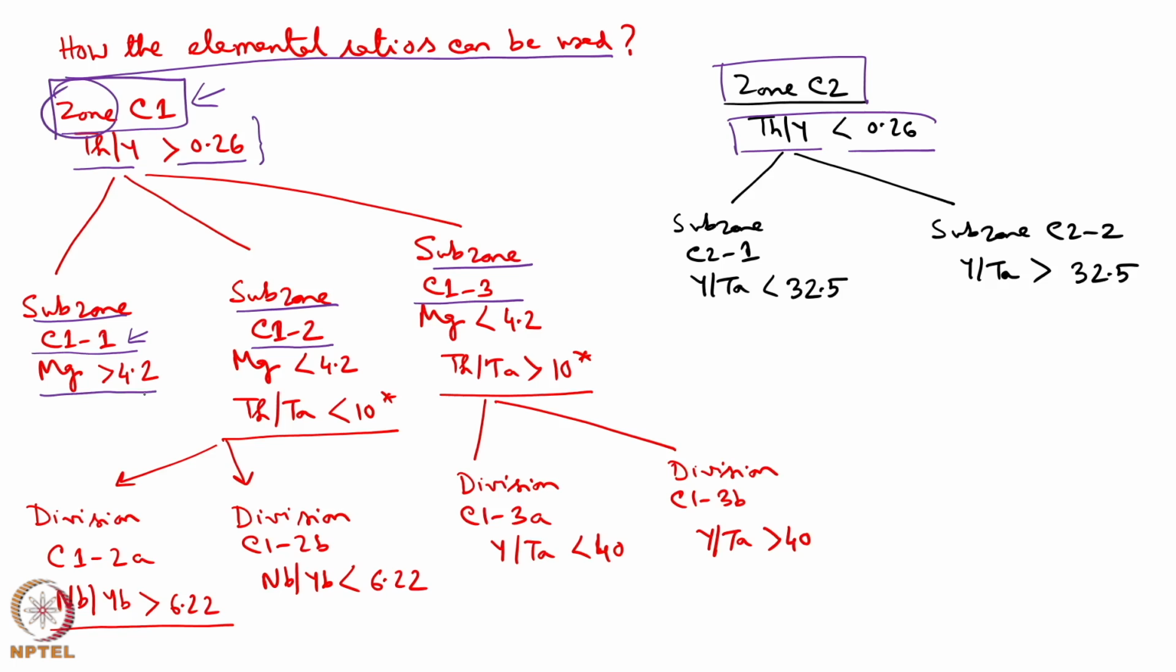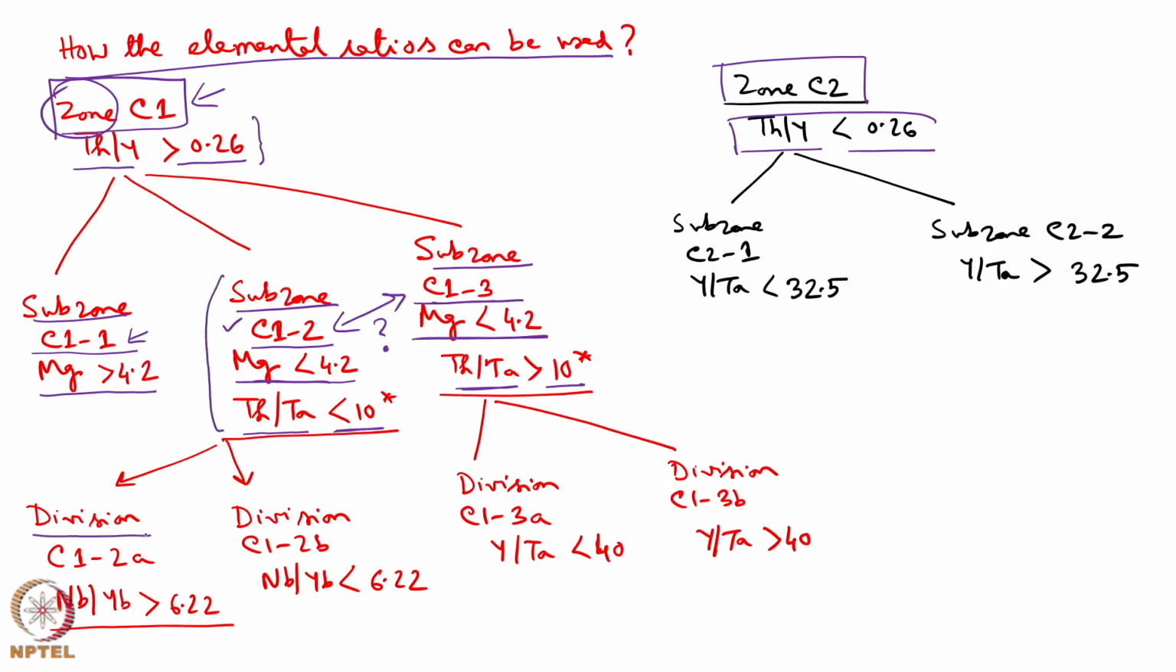So here Mg is more than 4.2, in subzone C1-2 Mg is less than 4.2, and in subzone C1-3 Mg is again less than 4.2. So you can raise a question, what is the need of creating C1-2 subzone and C1-3 subzone, because Mg wise they are the same. The reason is that in C1-2 subzone Th by Ta is less than 10, whereas in subzone C1-3 Th by Ta is more than 10. Now the subzones can be divided. Let us divide this subzone.